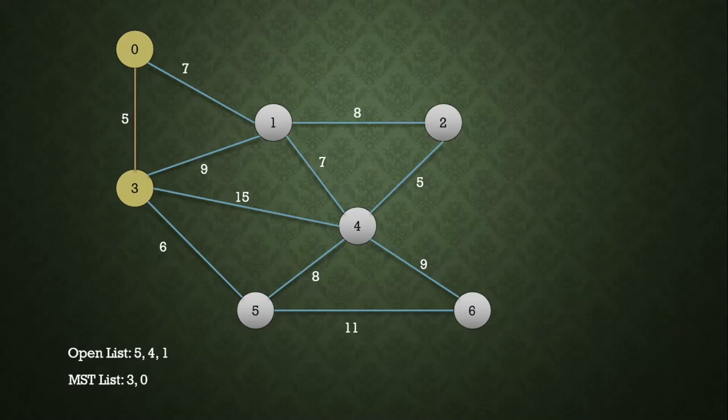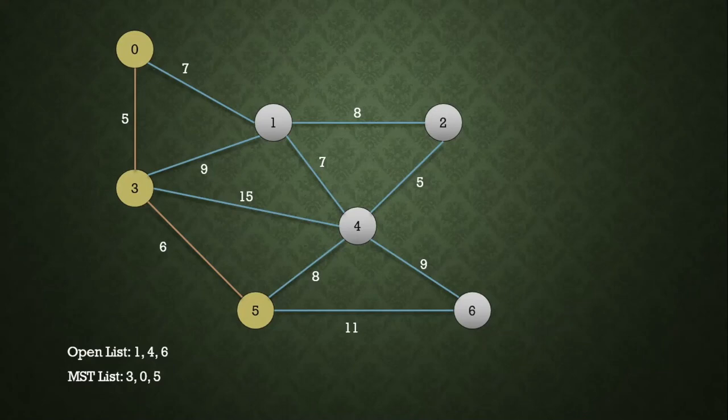So we're going to find the next node, which we can find from among 3's adjacents and 0's adjacents. Next we can see that if we go from 3 to 5, the minimum weight is 6, which is smaller than the other nodes. So we're going to take 5 as the next node, and we're going to put it in the MST list.